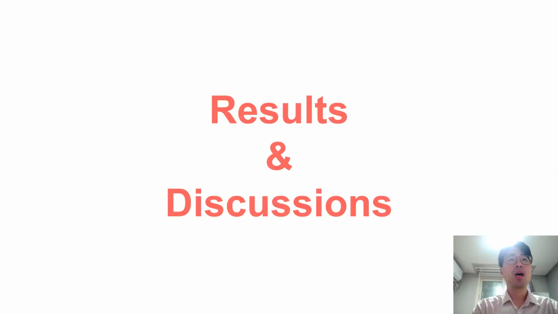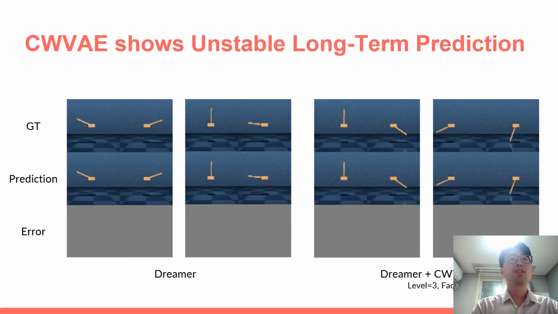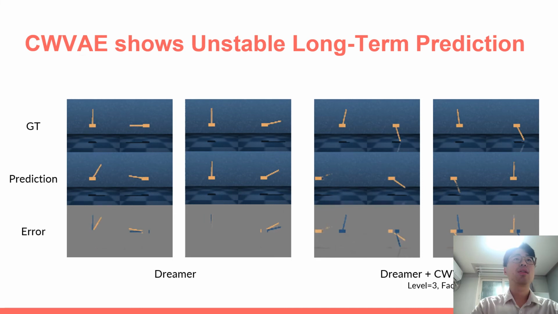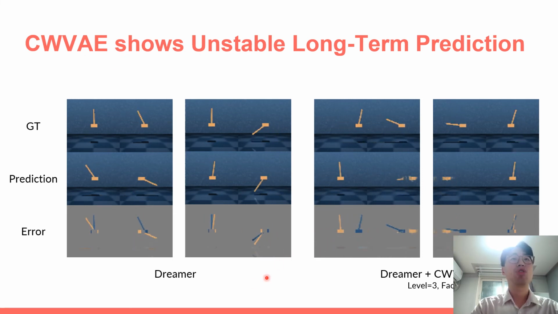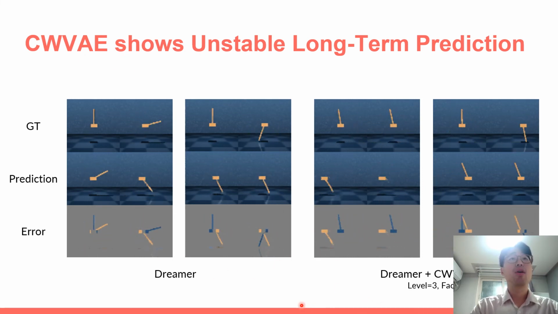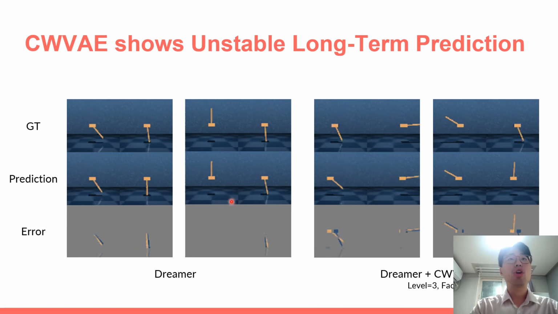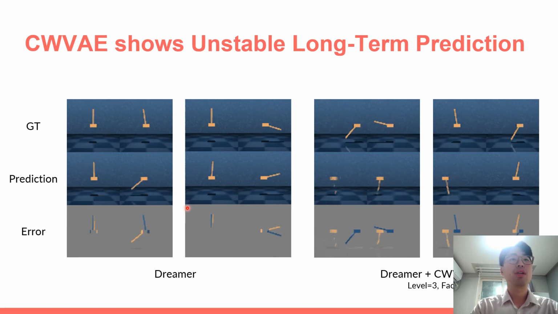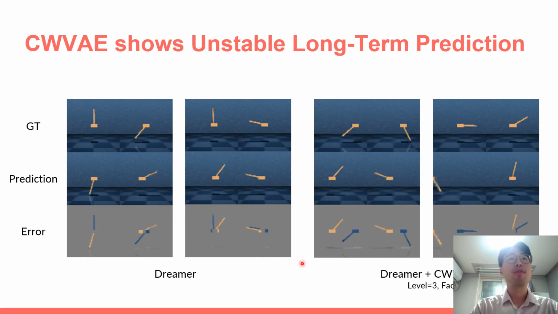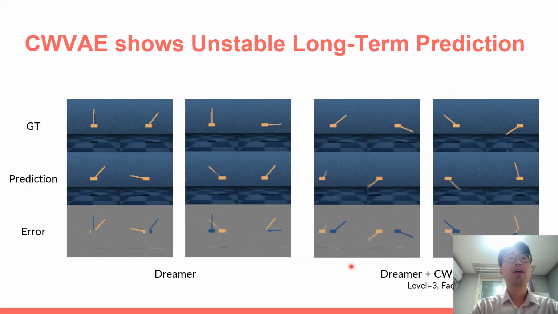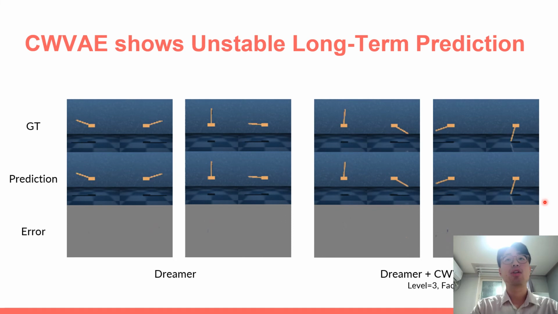From now, I will talk about the results and the discussions. These are the simulator results of the prediction. The left is the result from the original Dreamer and the right is our Dreamer. For the long-term prediction, the original Dreamer on the left shows a plausible prediction even though it is different from the ground truth. However, our Dreamer shows very diverse and unstable prediction in the long term.